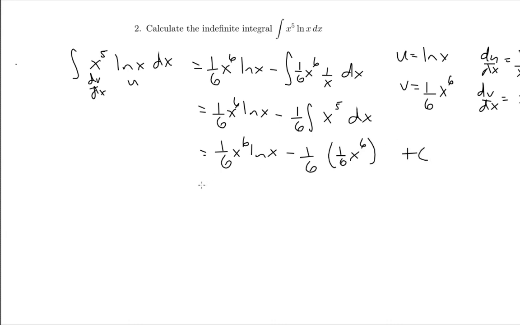We should put a constant on here because it's an indefinite integral, and so let's just clean this up a little bit. 1 over 6 x to the 6th ln x minus 1 over 36 x to the 6th plus a constant. Of course, you could simplify this a little bit if you want, but I'm just going to leave it here. This is our indefinite integral of x to the 5th ln x.